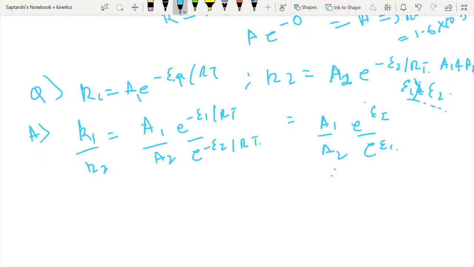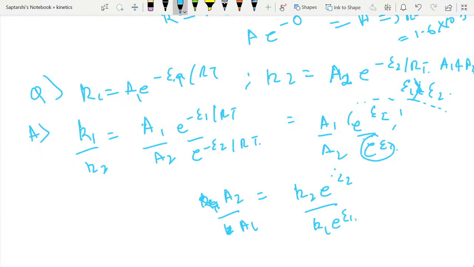It is said that E1 is more than E2, right? So this part is more than this. That means our K1, K2 by K2. Suppose we do it by A2 and A1. If A2 by A1 is equal to, let us make A our subject. We have K2 e to the power E2, and downwards we have K1 e to the power E1. Okay, and it is said A, so this portion is more than this portion.